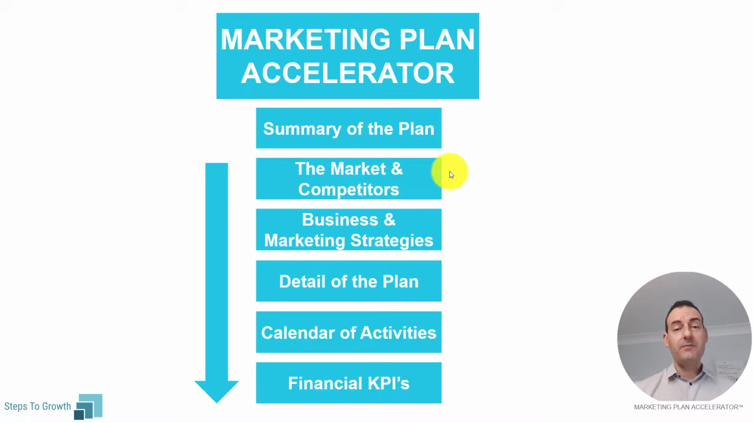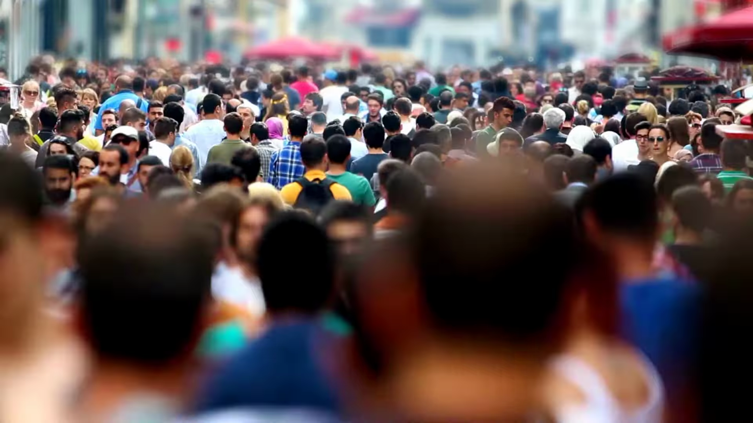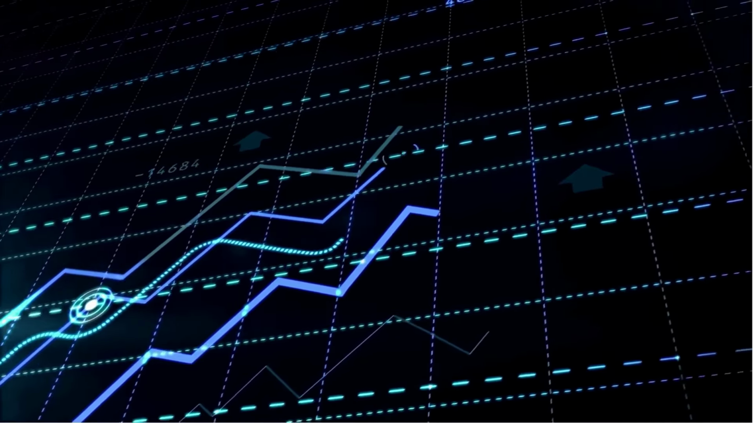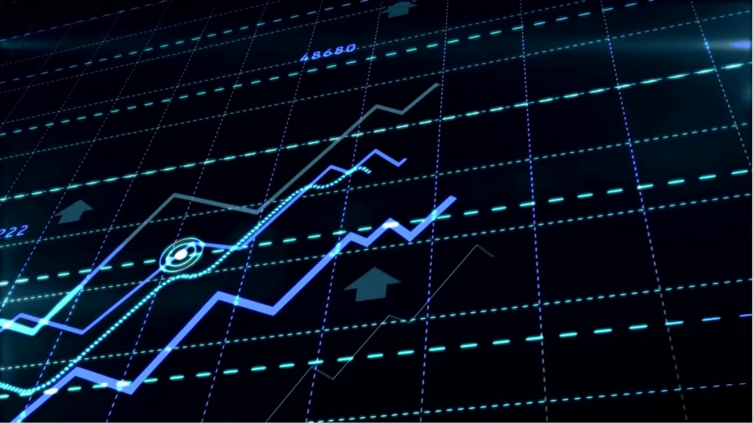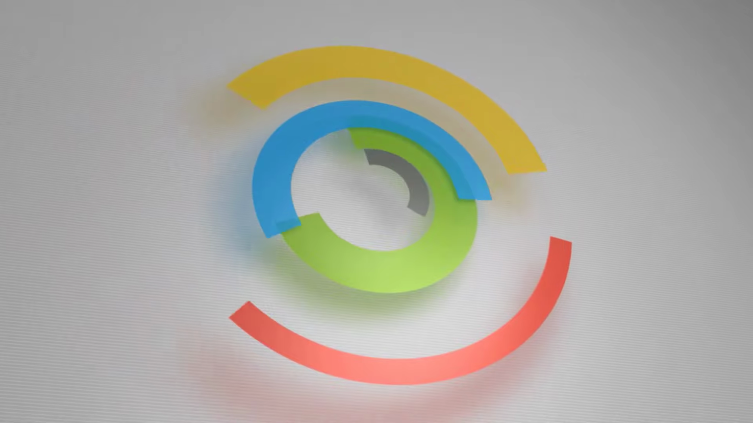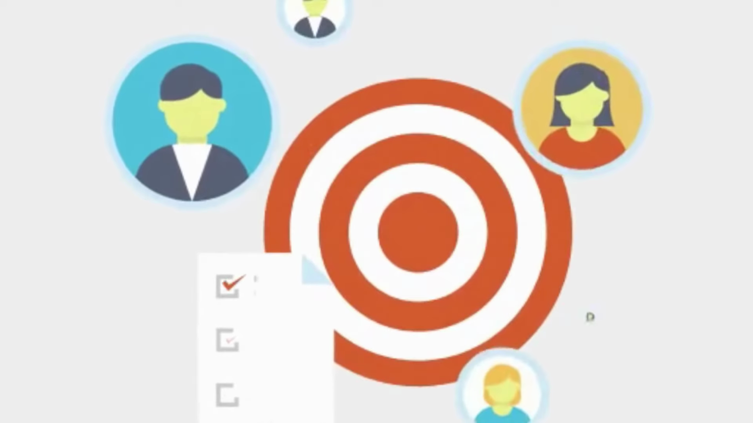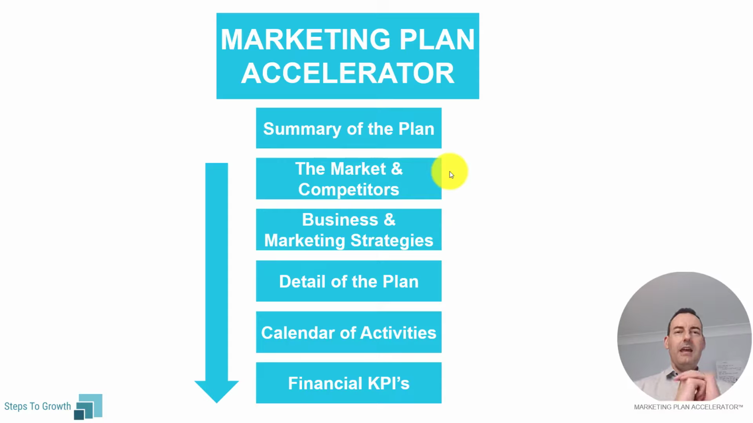So first thing to do is the market and competitors. So all of your market analysis work. What's the market you compete in? How big is it? Is it growing, declining, going sideways? How are the customers segmented? How do you select which target customer you are going after? What are their attributes? How do you target them? Etc., etc. Everything to do with the market you compete in.